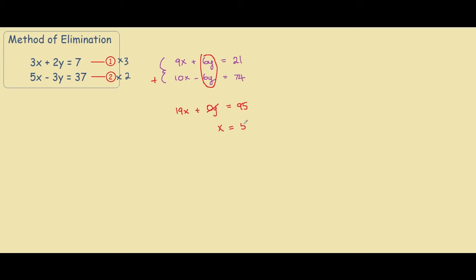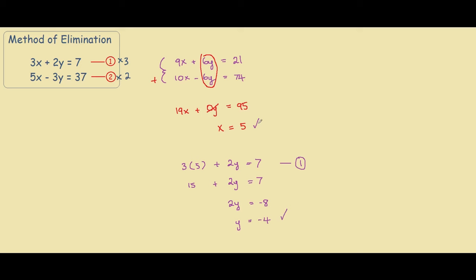And now because we know x equals 5, we can put it back into equation 1 or equation 2. So I'll put it into equation 1. We have 3 times 5, so our 5 comes from our x, plus 2y. The y is what we're trying to find now. Equals 7. This is equation 1 from up here. So we have 15 plus 2y equals 7, which is 2y, minus 15 from both sides, is negative 8. Therefore y equals negative 4.